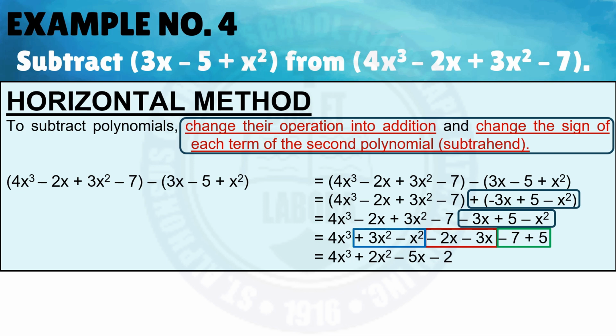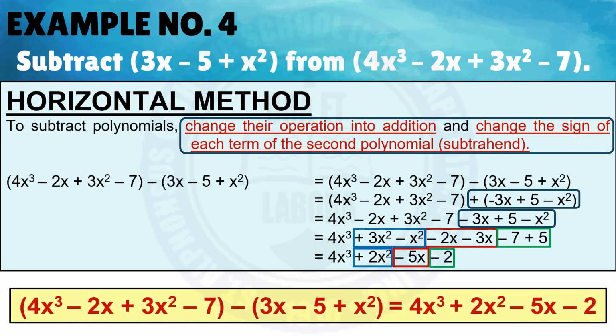So, copy 4x cubed, and then the answer of 3x squared minus x squared is 2x squared. The answer of negative 2x minus 3x is negative 5x. And the answer of negative 7 plus 5 is negative 2. So therefore, the whole answer would be 4x cubed plus 2x squared minus 5x minus 2.